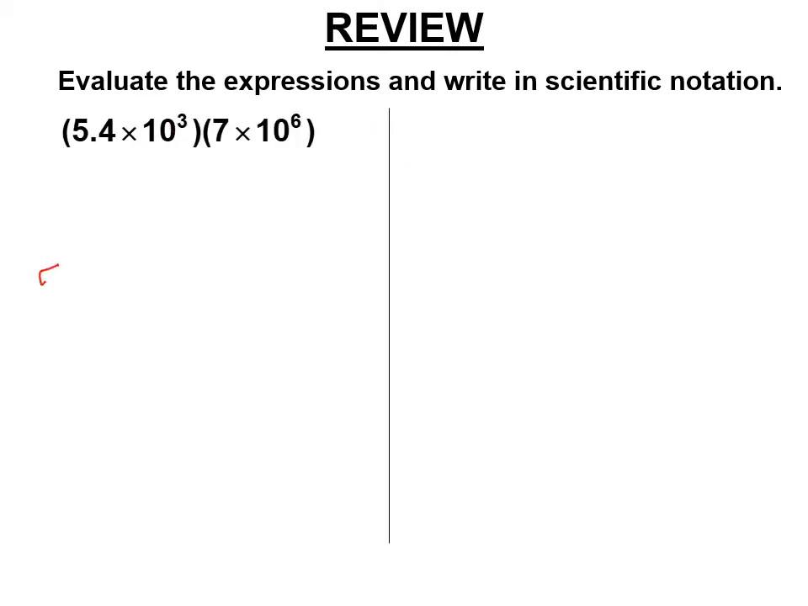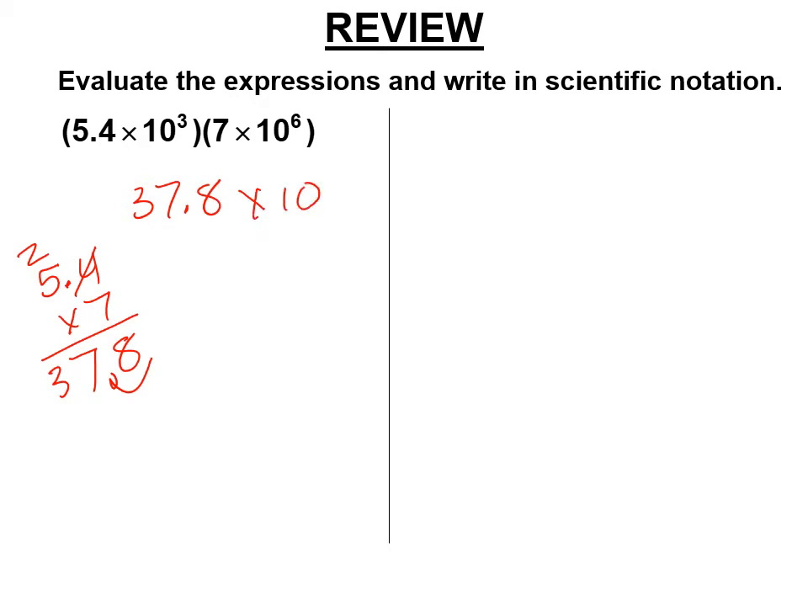All right, so now I think these are the harder ones that are toward the end of the test. 7 times 4 is 28. 7 times 5 is 35, plus 2 is 37. Move the decimal 1. So we get 37.8 times 10, add the exponents to the 9th. Not allowed to leave it that way. We have to make it 3.78 times 10. All right, we made that smaller, so we make this one bigger, 10 to the 10th.